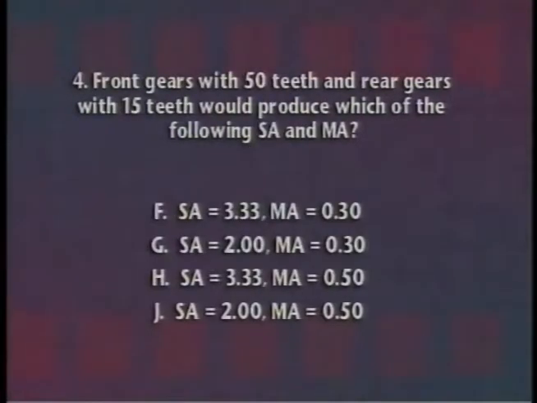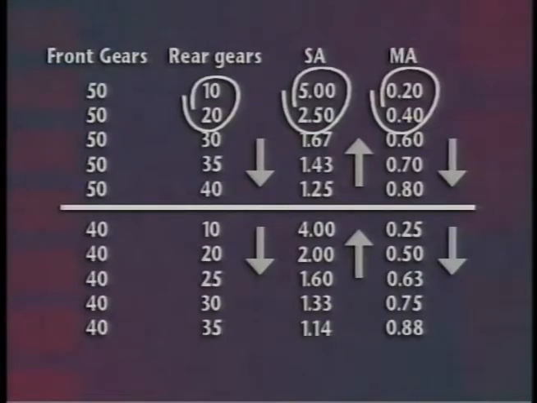Front gears with 50 teeth and rear gears with 15 teeth would produce which of the following SA and MA? This is an inference question, asking us to make predictions with new values. Let's look at the top part of the table, the part corresponding to 50 teeth in the front gears. Then let's find 15 teeth for the rear gears in the second column. This would be between 10 and 20. Now this would correspond to an SA between 5 and 2.5 and an MA between 0.2 and 0.4.